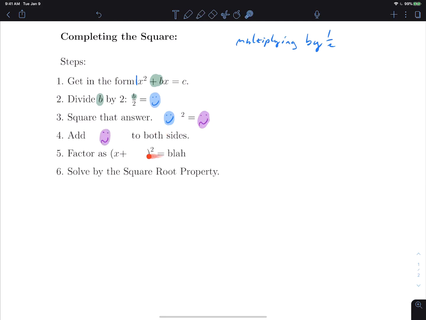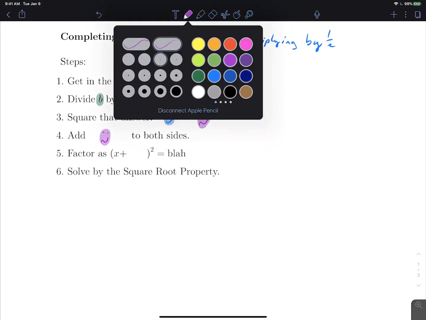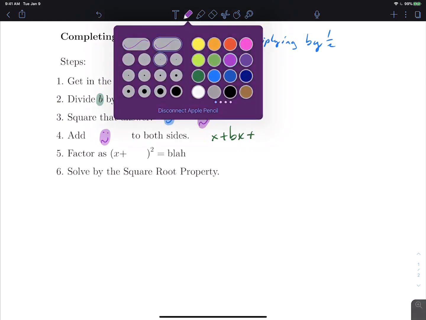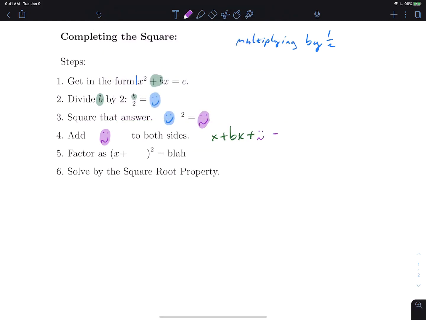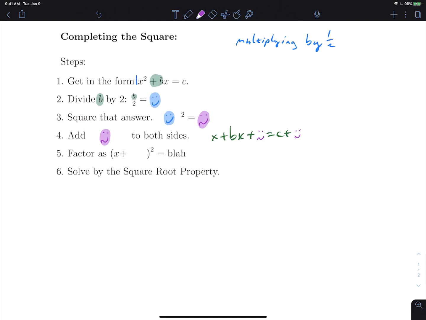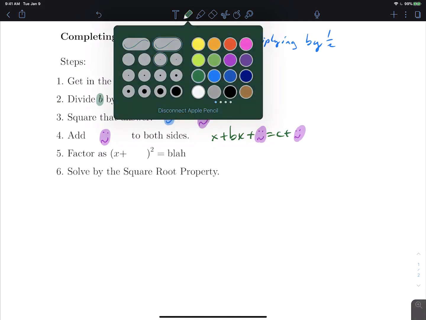Once we have that, everything's going to be in the form of x squared plus bx plus your squiggly face is equal to c plus that squiggly face. And the great thing about this is that this left-hand side will always factor the exact same way as x plus something, squared, because this is now guaranteed to be a perfect square trinomial.